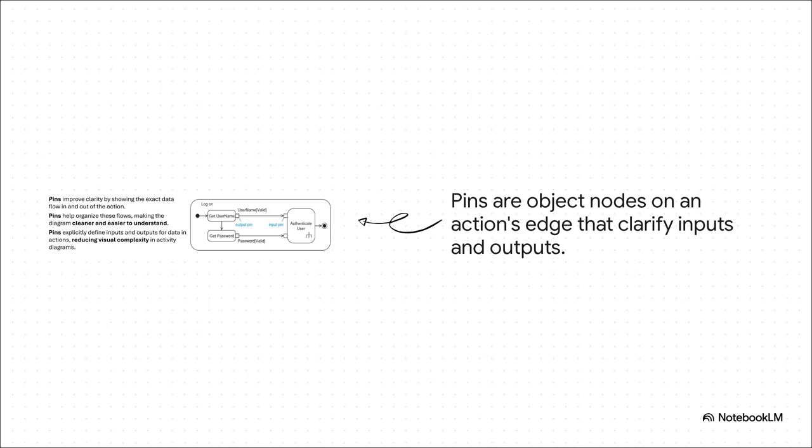Instead of drawing separate object node rectangles and connecting them with arrows, you can attach these small squares directly to an action. They serve the exact same purpose, showing inputs and outputs, but the result is a much cleaner, more compact, and less cluttered diagram.